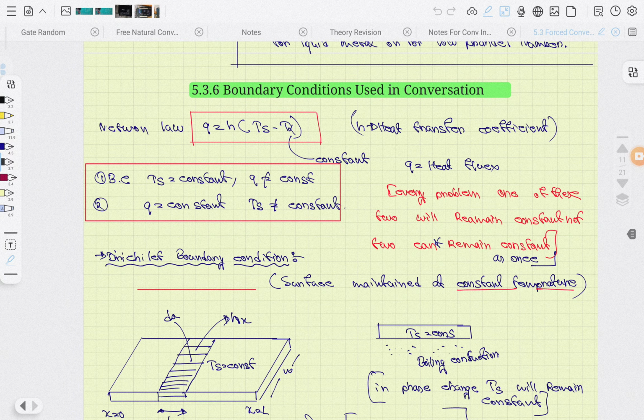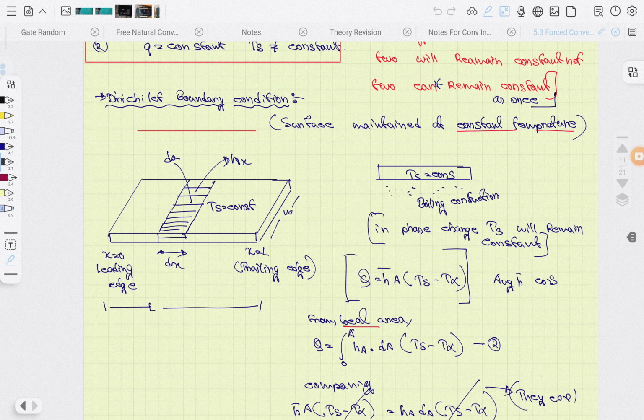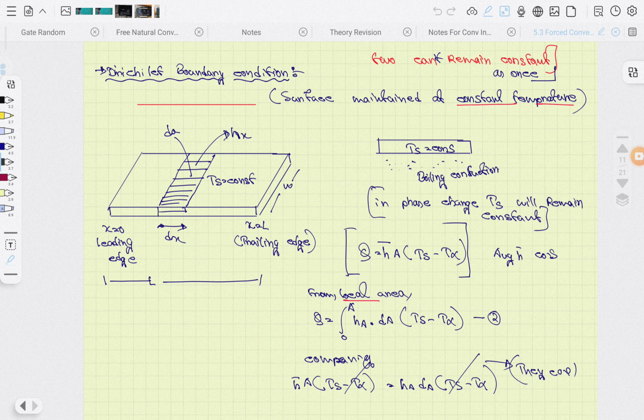Now boundary condition: there are two boundary conditions, when temperature is constant and when heat flux is constant. Okay, so the first condition is constant Ts minus T infinity, temperature is constant. There is also the other boundary condition that we have seen, and there h bar is 1 by A integral from 0 to A of h into dA.